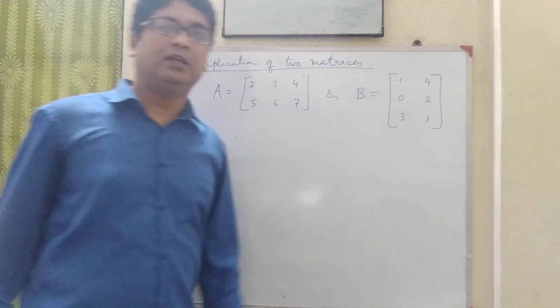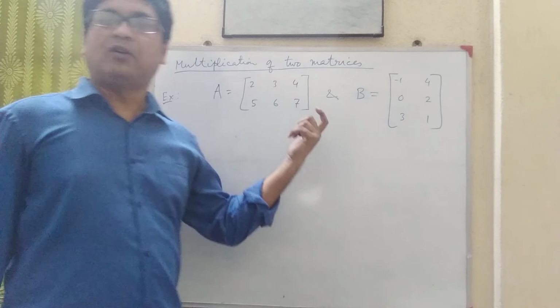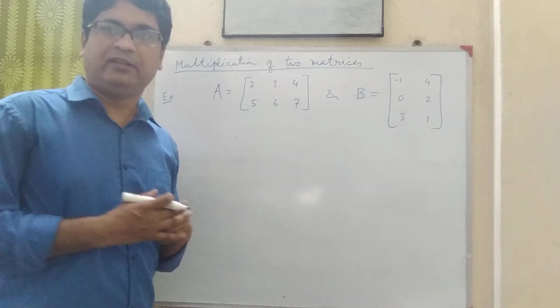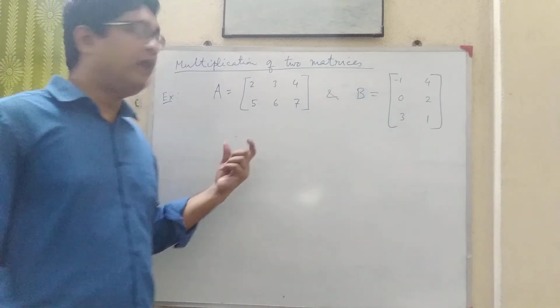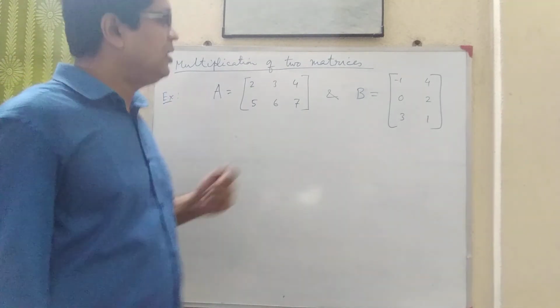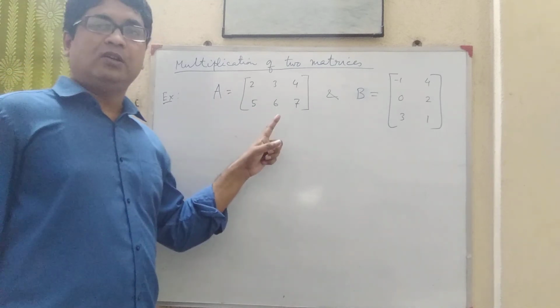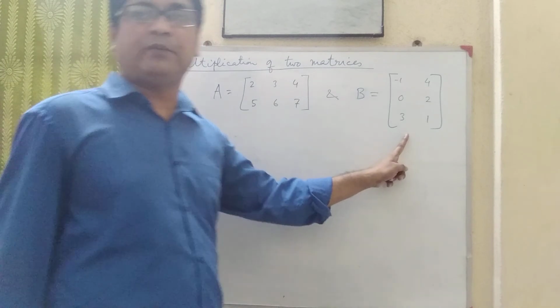Now first, two matrices cannot always be multiplied. Any two matrices cannot always be multiplied. Two matrices are said to be conformable for multiplication when the number of columns of the first matrix is equal to the number of rows of the second.